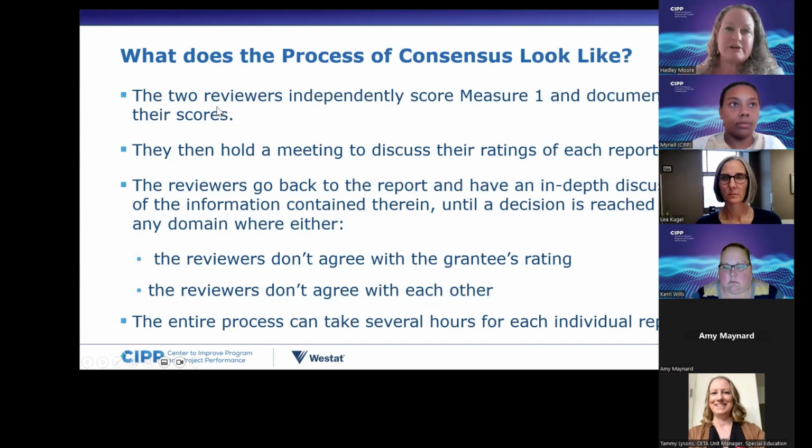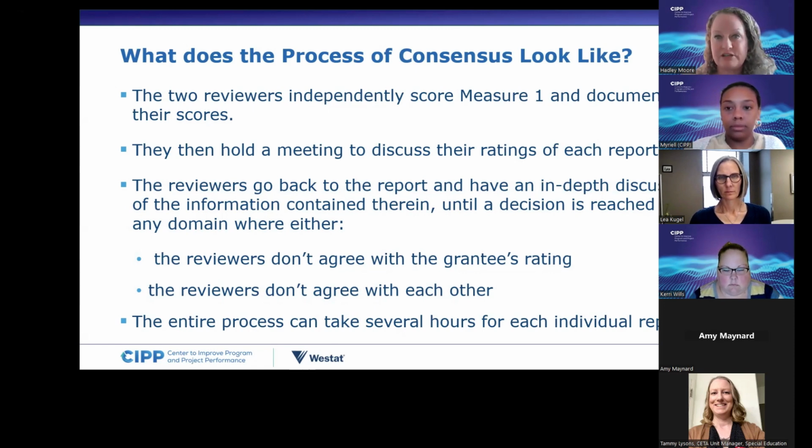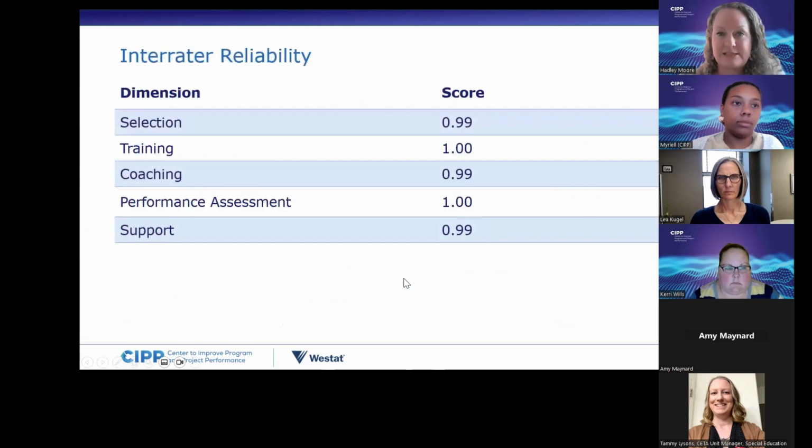And so that process of coming to consensus is pretty detailed and collaborative. I want to just walk through what that looks like. Laura and I independently score Measure 1. We both sit down with the report and the rubric and we score the entire Measure 1 independently. And then we hold a meeting and we discuss our ratings of each report. And we go back to the report and we have in-depth discussions on the information if we don't agree with each other, so if we've rated something differently, or if our ratings don't align with the grantee's original rating. The entire process can take several hours for each individual report between our independent reviews and then our meeting where we go back to the report as needed.